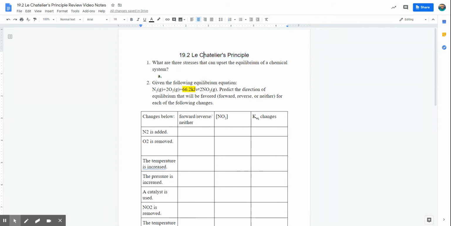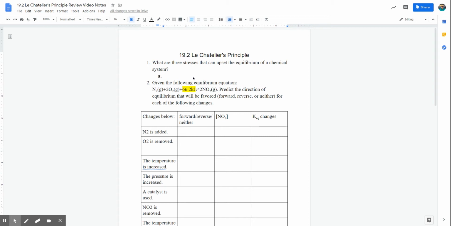So Le Chatelier's principle, put simply, is that a chemical reaction at equilibrium, when a stress is applied, will favor the release of that stress. So this first question here asks, what are the three stresses that can upset an equilibrium?